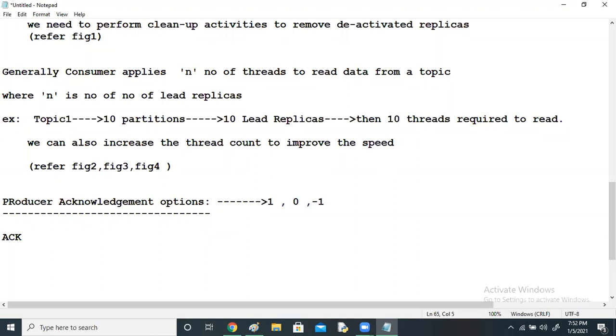If acknowledgement is 1, the producer will get acknowledgement only if the message is perfectly written. It will get acknowledgement only if the message is written into the lead replica.